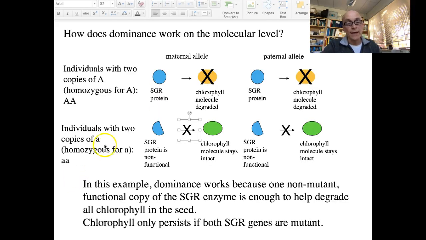Okay, so in a case where we have an individual with two copies of the little a, then we now have the case where both copies, the maternal and the paternal one, are non-functional.